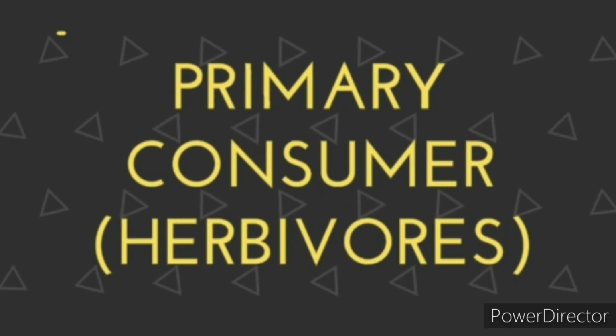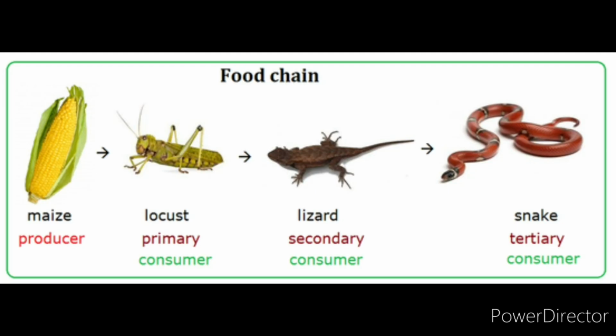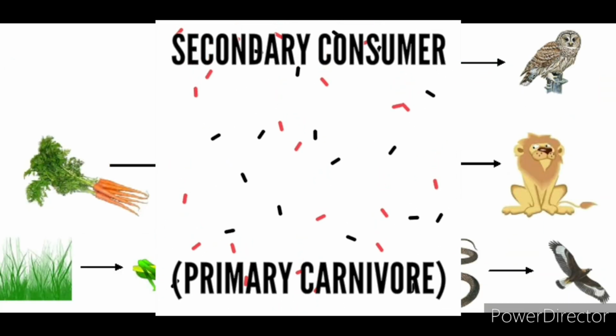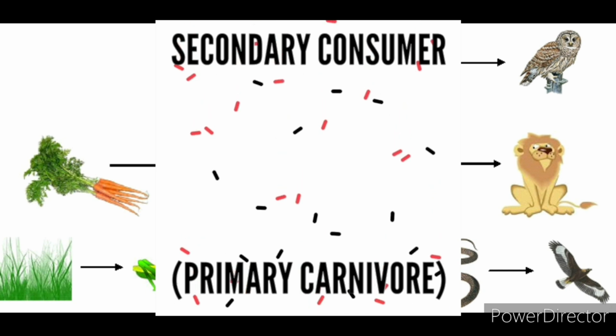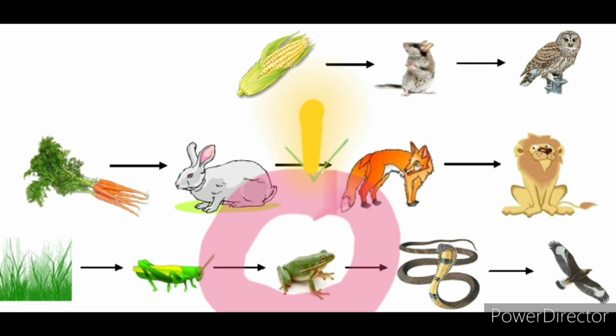The third one is primary consumers or herbivores, the organisms that are directly dependent on the producers. You can see in this image, the grasshopper is the primary consumer. And the fourth one is secondary consumers, also called primary carnivores, organisms that are dependent on the primary consumers. You can see here, the frog is an example of a secondary consumer.